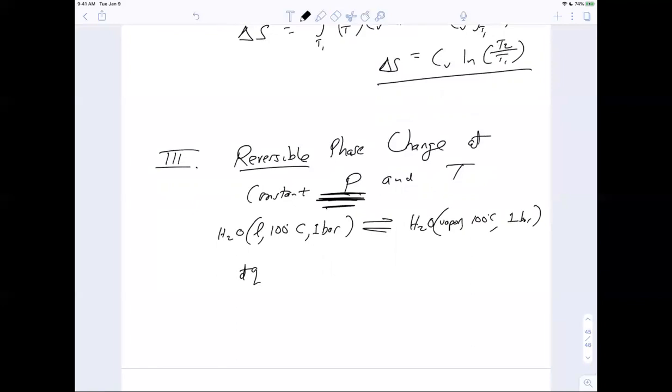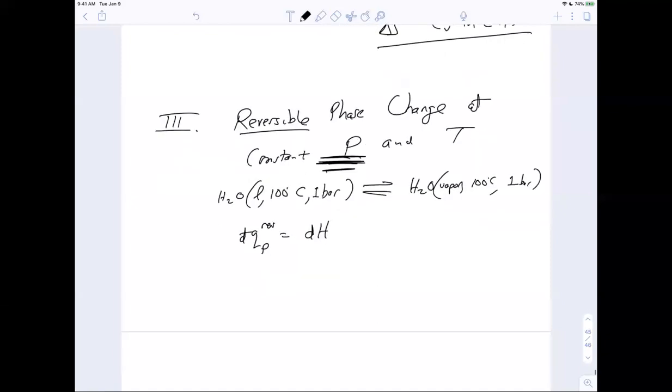dQ reversible at constant pressure is just dH. Remember, that was our definition. At constant pressure, dQ reversible is dH. And so delta S for this reversible change, in this case it's vaporization because we're going from liquid to gas, okay?